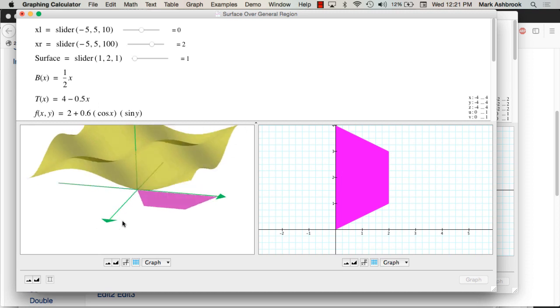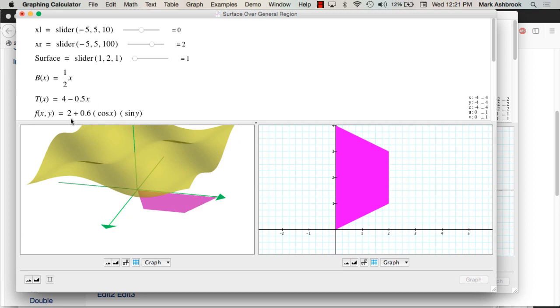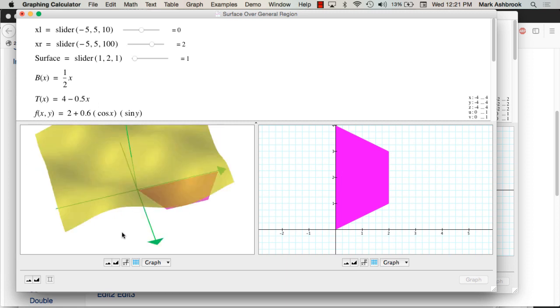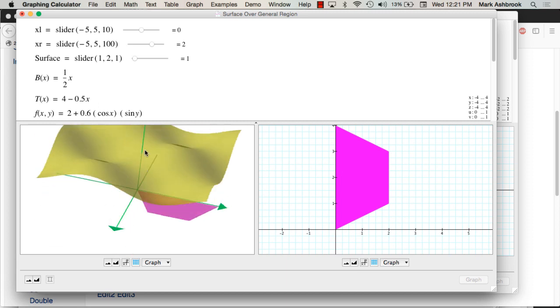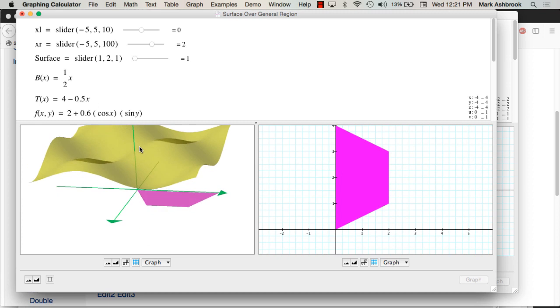Okay, so now again I have the surface 2 plus 0.6 cosine x sine y, and I'm going to integrate that over this region. The bottom of it here is y equals 1/2 x, and the top is 4 minus 1/2 x.